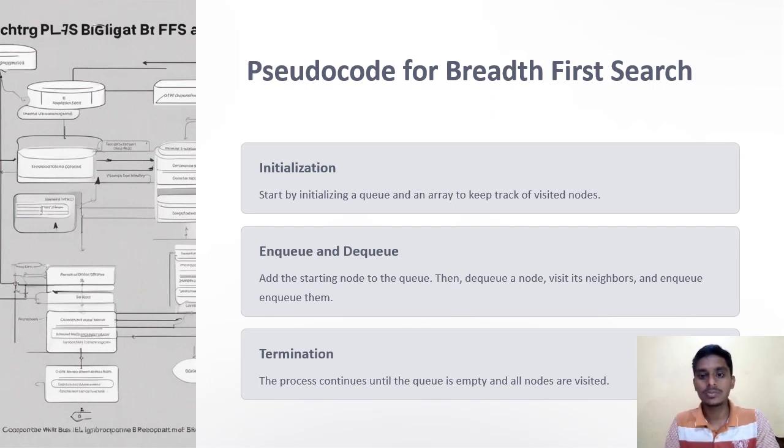The pseudocode for the breadth first search would start by initializing a queue, or an array, to keep track of visiting nodes, with enqueue and dequeue. Add the starting node to the queue, then dequeue a node, visit its neighbors and enqueue them. And the third one is termination. The process continues until the queue is empty and all nodes are visited. Initializing, enqueue and dequeue, and termination are the three steps of the pseudocode for breadth first search.